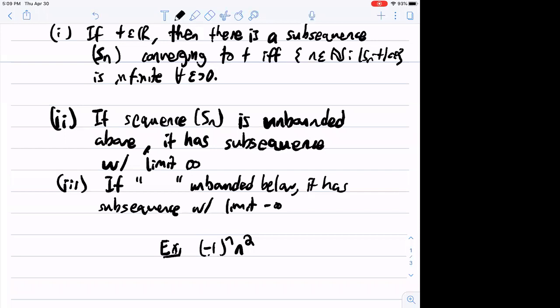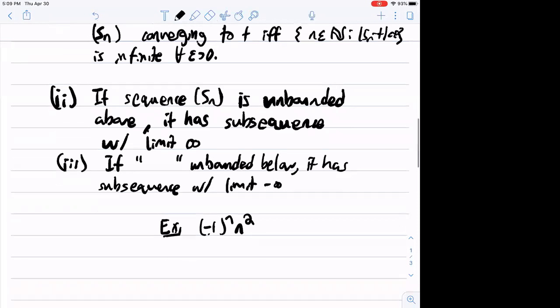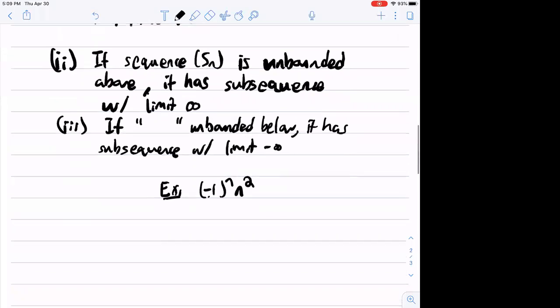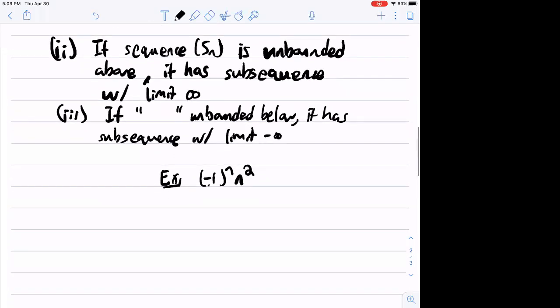Because if you consider the odd terms and the even terms, the even terms go off to infinity and the odd terms go off to negative infinity. So in this case, your subsequence with limit infinity would be the even terms, like n equals 2k. And the odd terms, n equals 2k plus 1, will give you limit negative infinity, right? So, okay. Now, here's the nice thing, which hopefully you should agree is true, or else everything breaks loose.